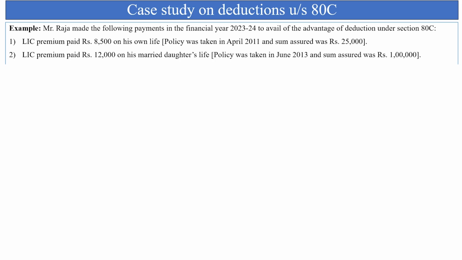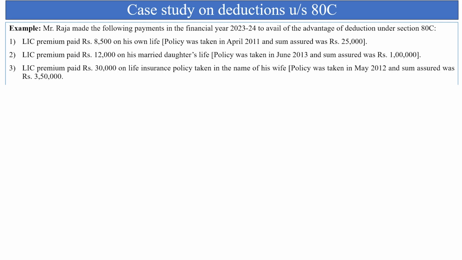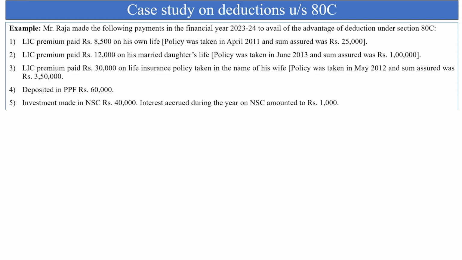Then item number 3, LIC premium paid rupees 30,000 on a life policy taken in the name of his wife, policy taken in May 2012, that is after 1st April 2012. So it is limited to 10% of the sum assured of rupees 3,50,000, that is 35,000, but actually paid 30,000. So 30,000 is not exceeding 10%, so it is allowed. Deposited in PPF rupees 60,000, it is straightway allowed. Investment in NSC 40,000 and interest accrued thereon 1,000, taken together 41,000, straightway allowed. Payment for building loan 15,000, allowed.